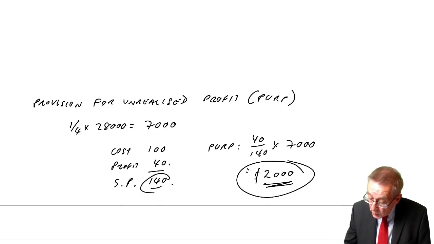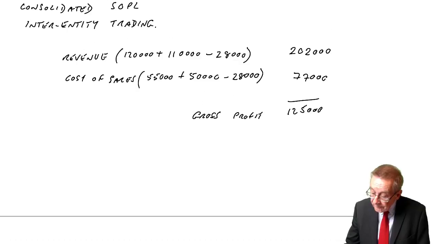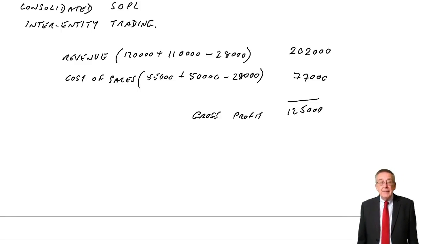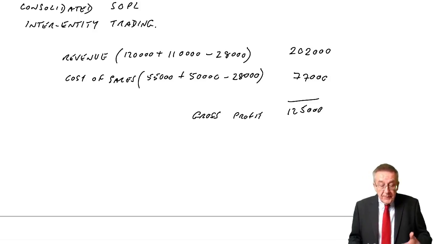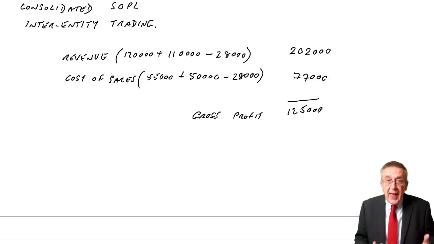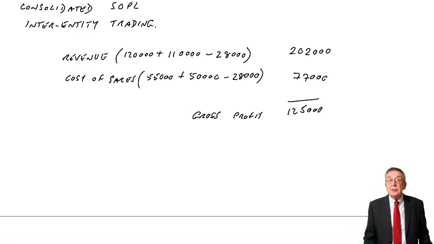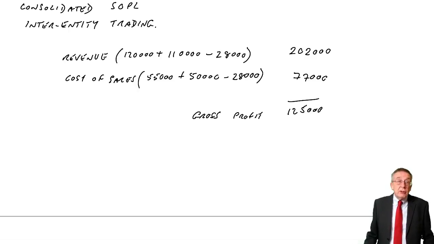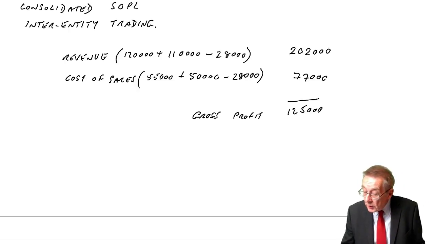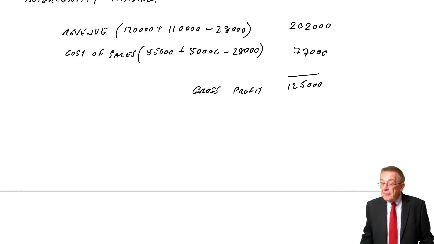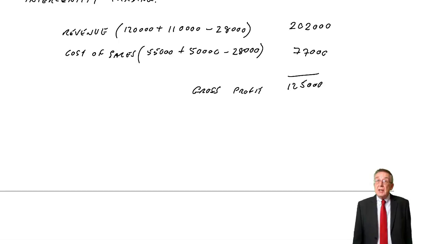And again, at the moment, the total profit we've got there of 125,000 includes all of S's profit on everything they've sold, including all the goods sold to P. We're not allowed that for the group as a whole. We don't want to show that 2,000 unrealised profit. And so our profit needs to be 2,000 less.